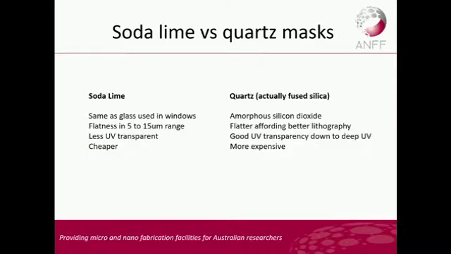So what's the difference between soda lime and quartz? Well, soda lime's cheaper. It's the same glass that we use in windows, but it's not as flat as quartz, and it also doesn't transmit UV as well as quartz. Quartz can also transmit down to deep UV. So quartz is more expensive, so if you buy lithography blank masks from us, you'll see that they're much more expensive. But they do perform better. But for 99% of cases, a soda lime mask is fine for all the applications that we do.